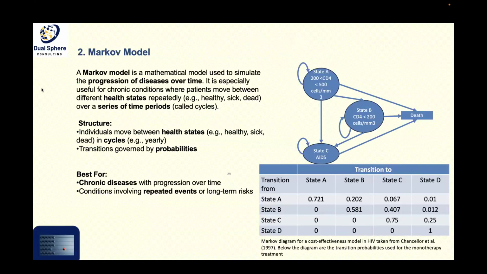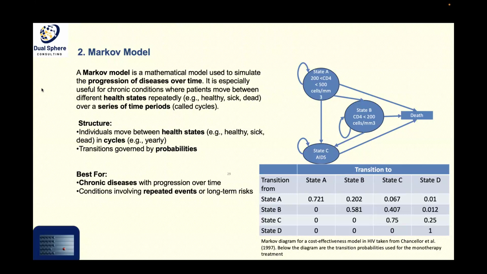Next is the Markov model. You understood decision tree analysis. This is another type of mathematical modeling used to do cost effectiveness or cost utility analysis. A Markov model is a mathematical model in which you try to simulate the progression of disease over time in a natural way. You need to understand how the disease progresses naturally.